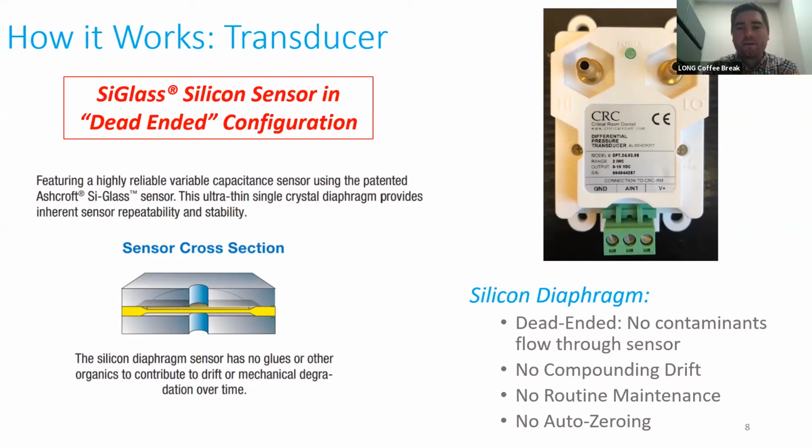So it sounds like to me this particular transducer, you do not need to recalibrate it. You're not going in and zeroing it out. I mean, what type of failure rate do you see on these? Are they going to last a while? Do you have to replace them often?